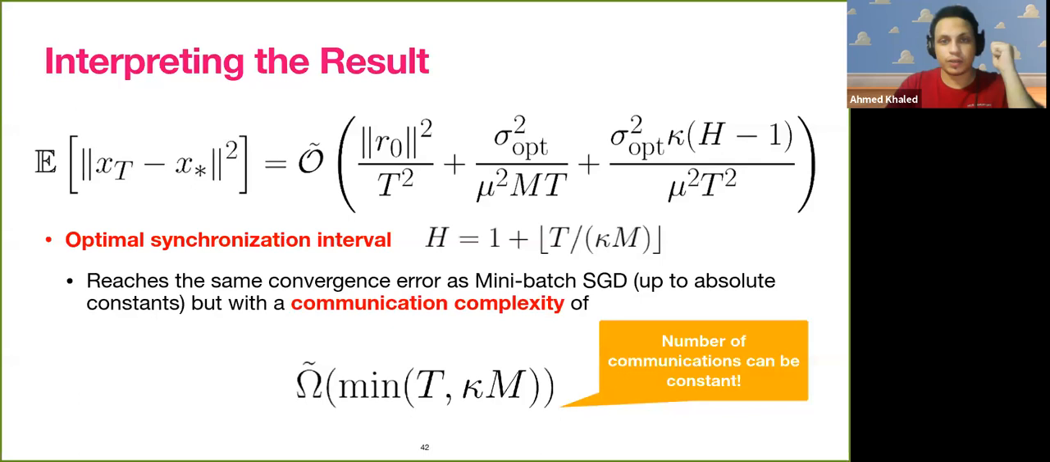So this is pretty surprising because it tells you that in some cases at least, you can afford to only communicate a constant number of times. This might be large still, but it is still something.